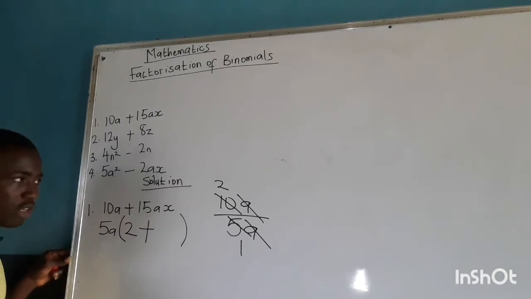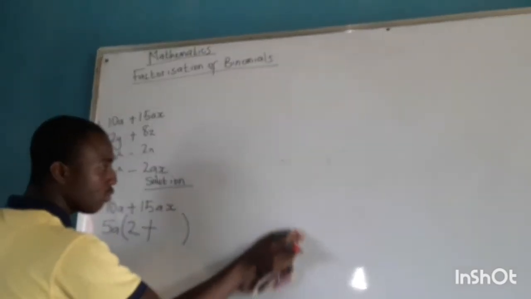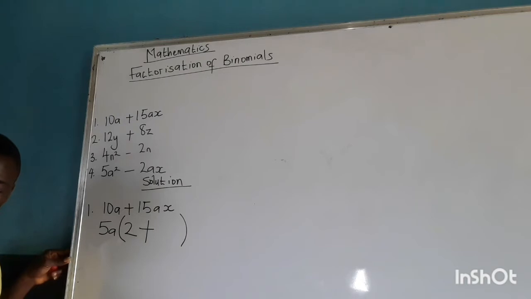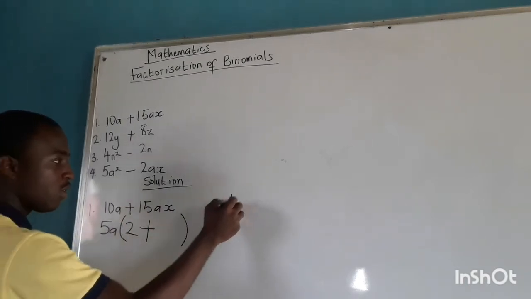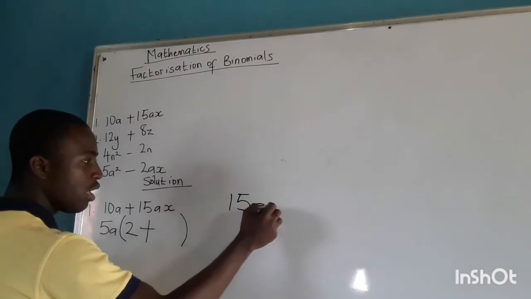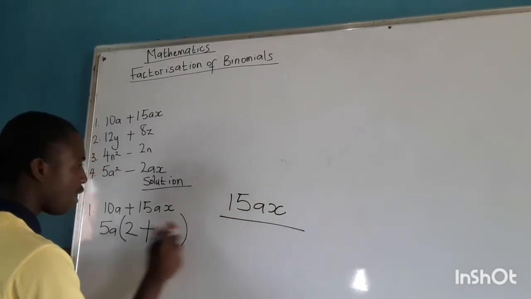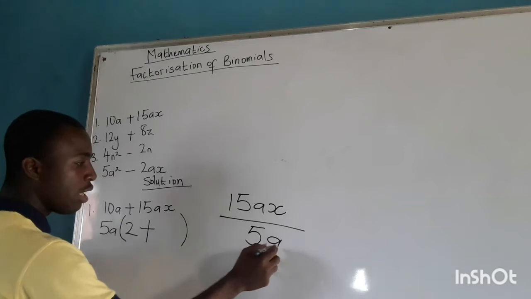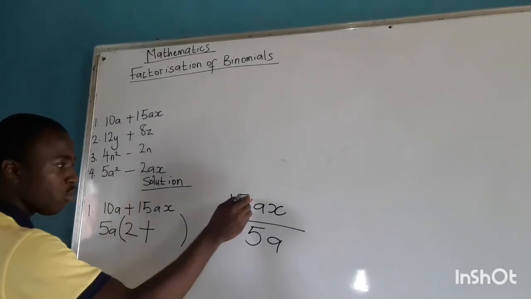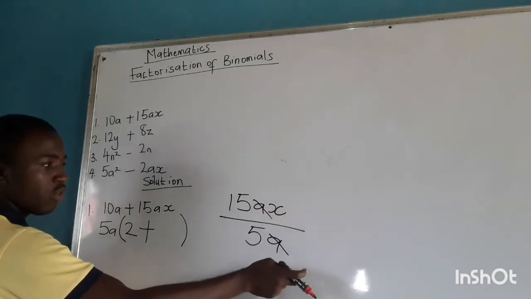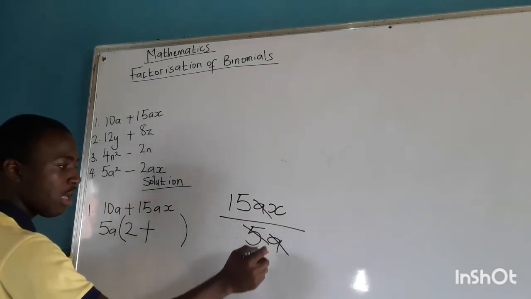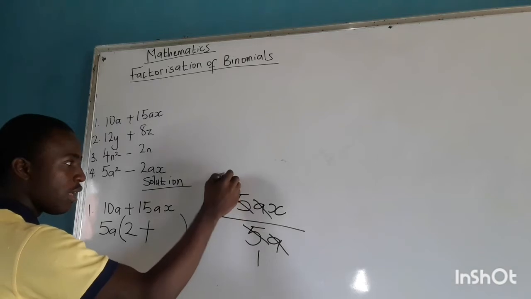You do the same thing to this 15 also. You divide 15 by this. So you get 15ax over 5a. Anything that is common, cancel it. So a cancels a. What remains? Nothing. X is not here, so you cannot cancel x. So 5 here 1, 5 here 3.